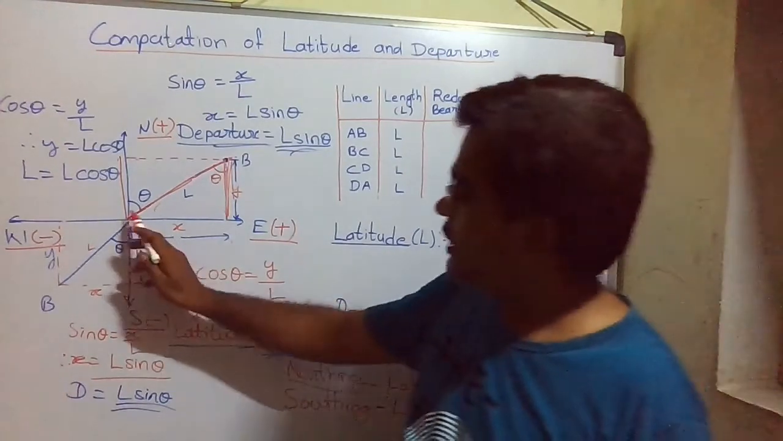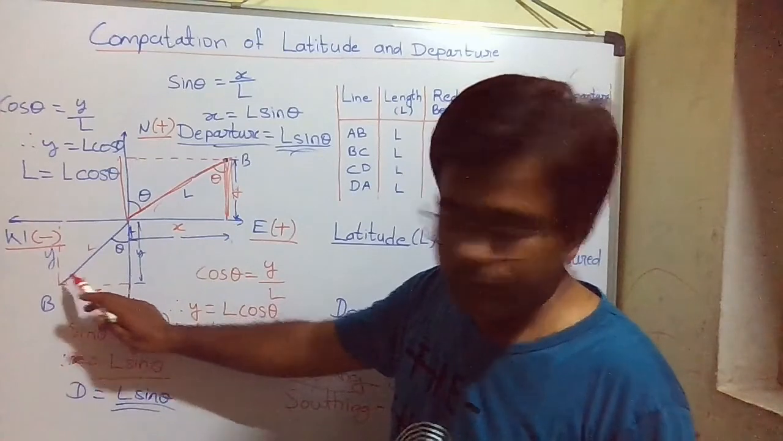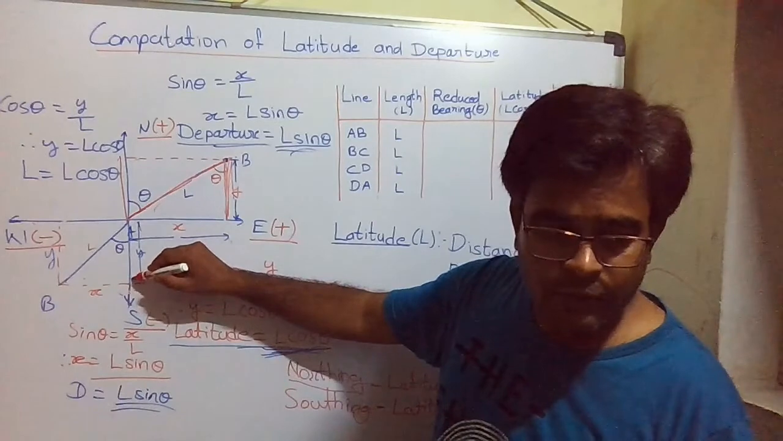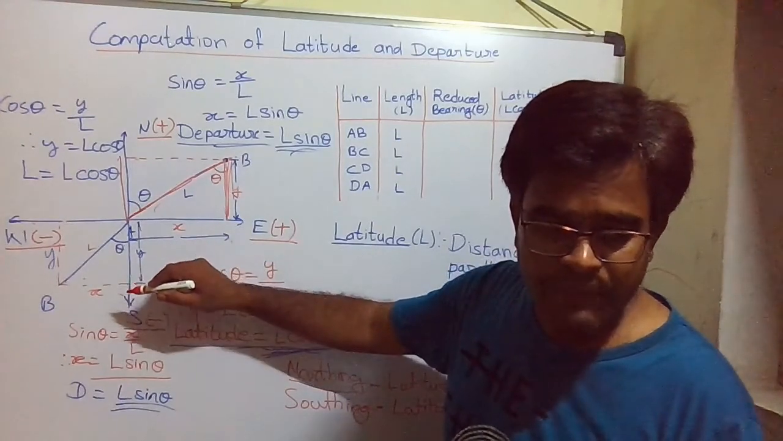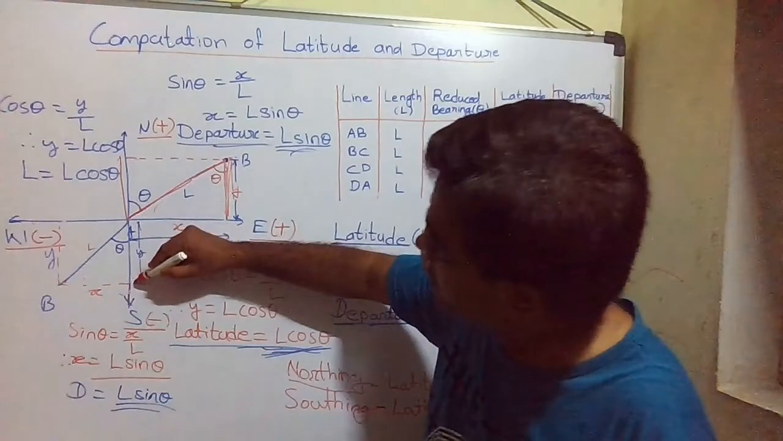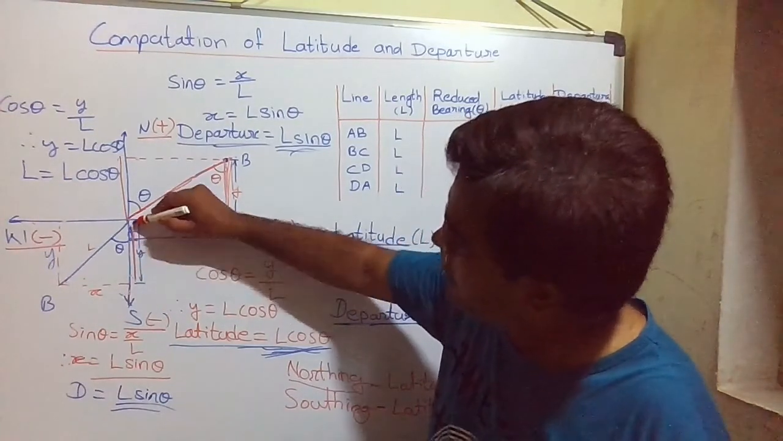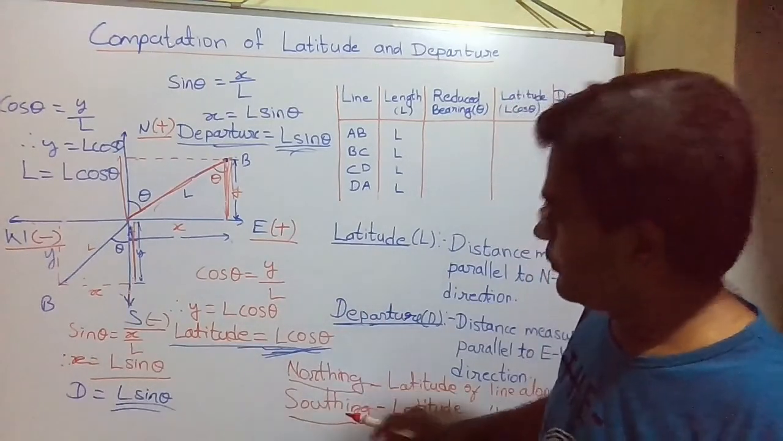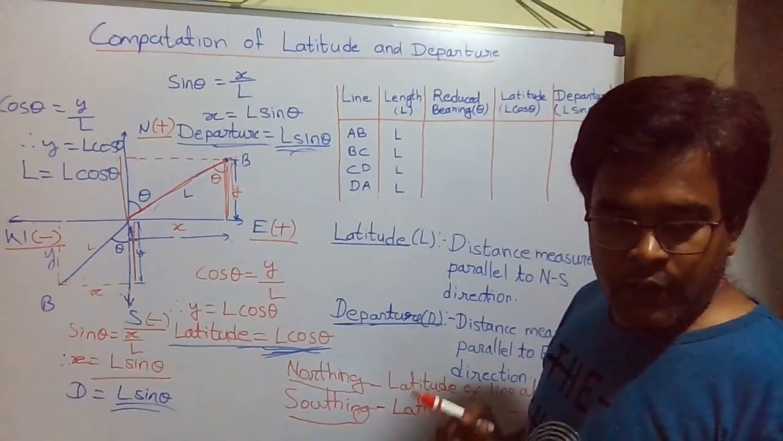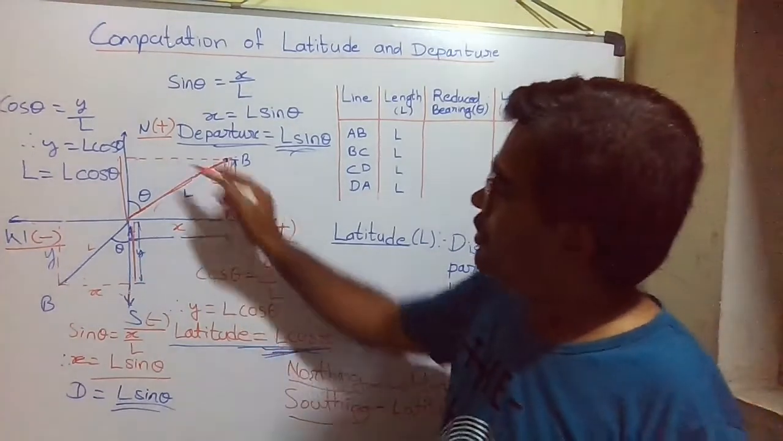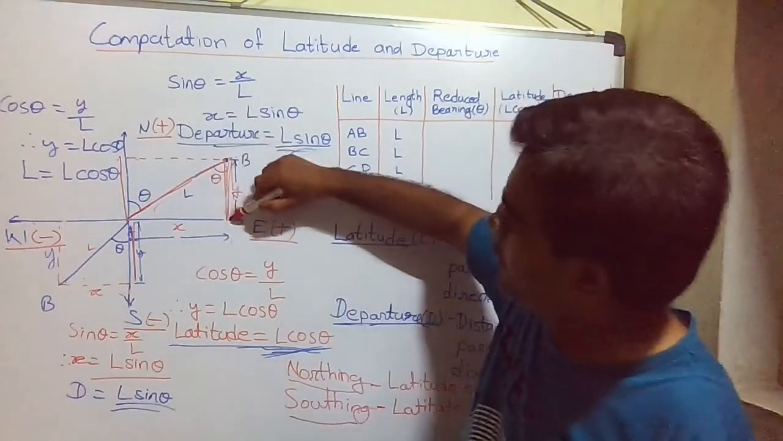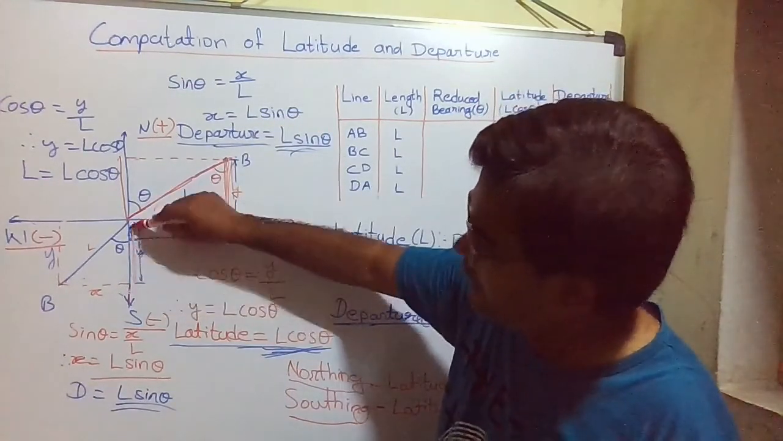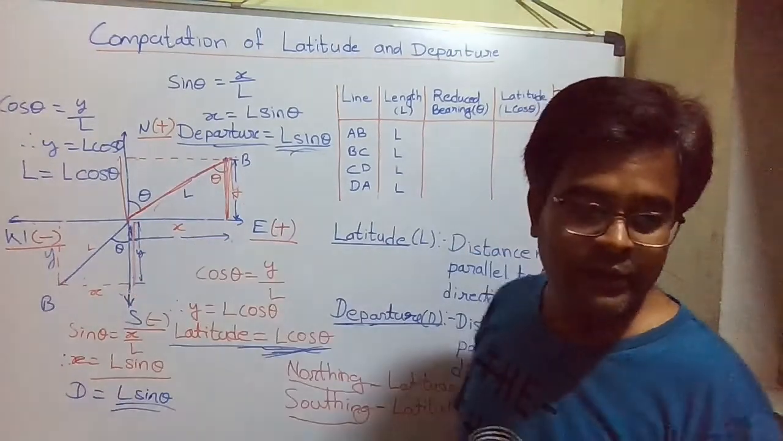And here you can see another line. This is in the southwest direction. Its latitude, that is the distance of the line measured parallel to the north-south direction, is this distance, but it is toward the south, so it is called southing. Got it? If latitude is along or towards north, then it is called northing. And if latitude is towards south, then it is called southing.